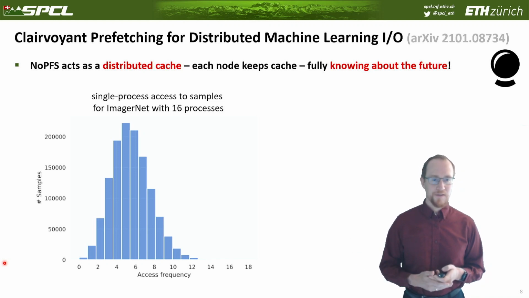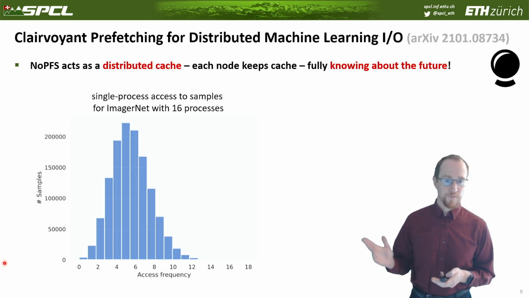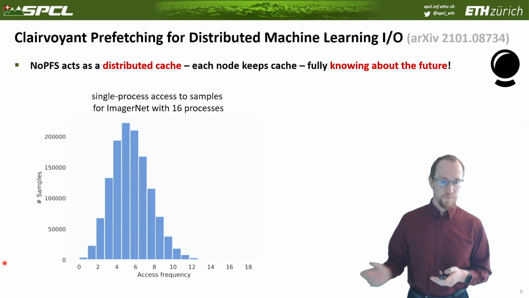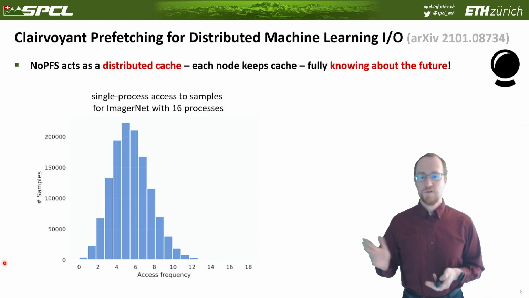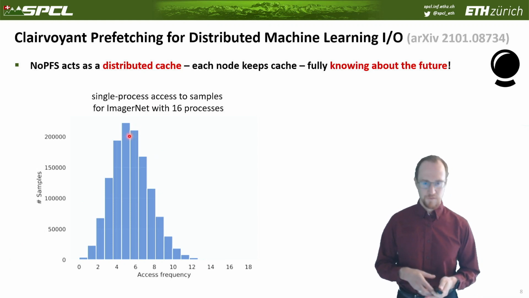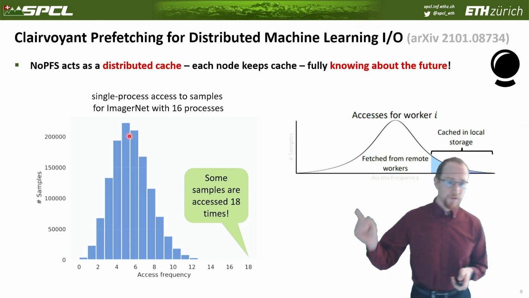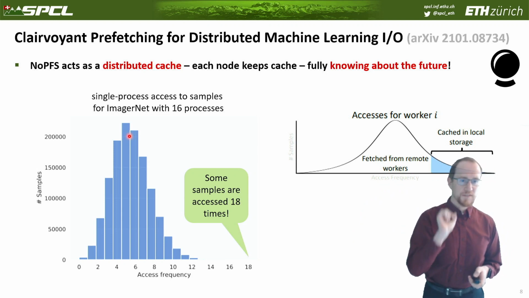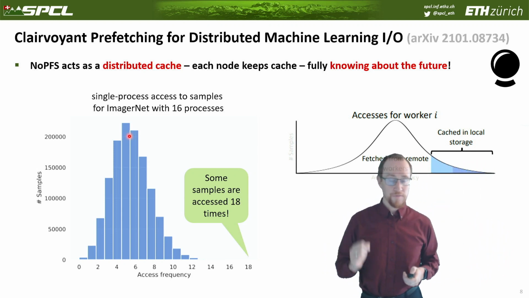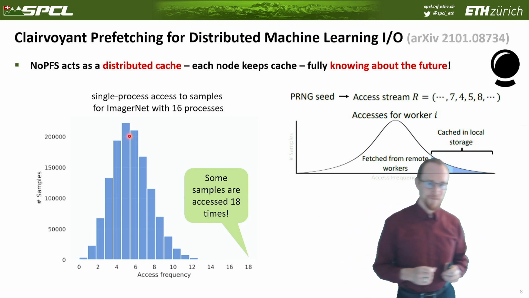And now if we look at the access frequency of the samples in ImageNet with 16 processes, for example, this is a histogram of all the samples binned by their access frequency. Most of the samples are accessed about 6 times here, so 4 to 8 times. But there are some samples that are accessed about 18 times, so caching actually plays a significant role. And now you can take this curve and look at the ones at the very right, which are used very often, and put these in local storage. And the ones that are used very, very often, you store in very fast storage.